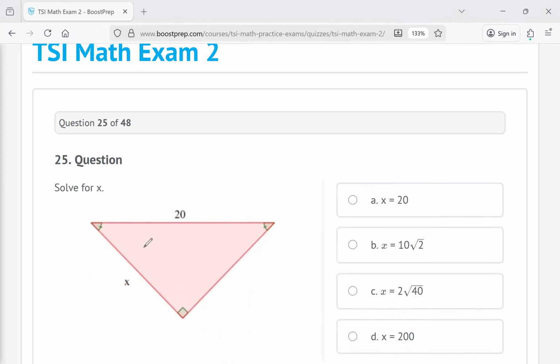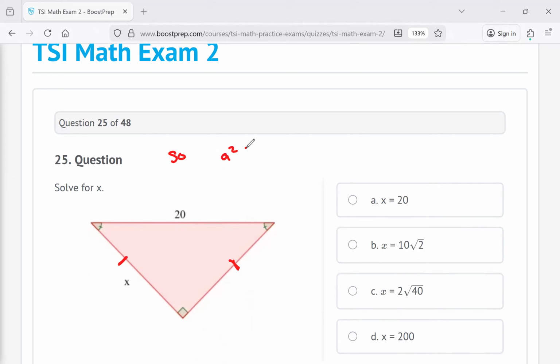Solve for x. So here we have a right triangle. We have an isosceles right triangle because we have these two singular tick marks. That means two angles or two sides are congruent. So we know that this side is congruent with this side. Should we use SOHCAHTOA? No, I wouldn't. I think we can just get away with using the Pythagorean theorem, because we know that these two sides are congruent.